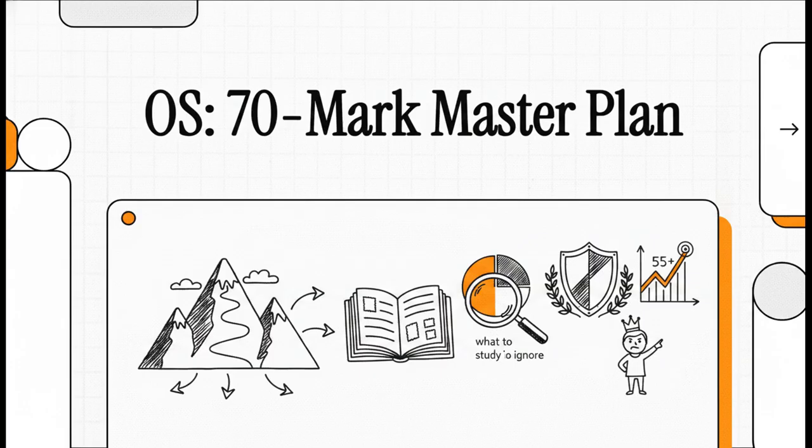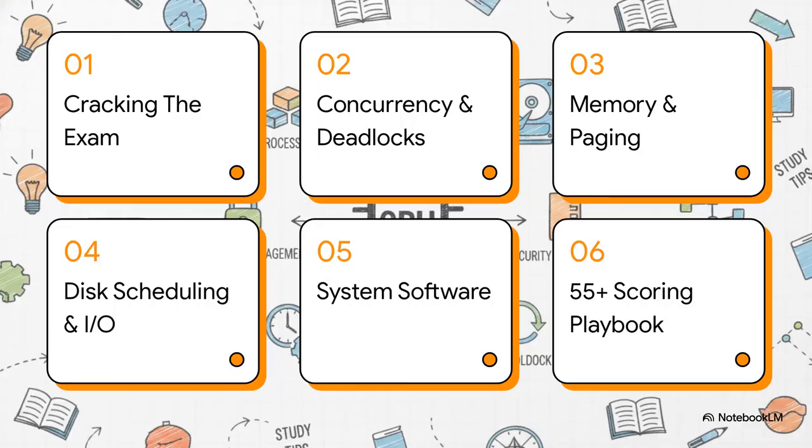The goal here is simple. Take you from overwhelmed to an absolute expert who can systematically lock down 55+ marks on a 70-mark paper. Let's get into it. Here's our exact roadmap for today. We'll start with cracking the exam itself, then dive into concurrency and deadlock strategies, memory management and paging, disk scheduling, mastering system software, and finally, your step-by-step 55+ scoring playbook.